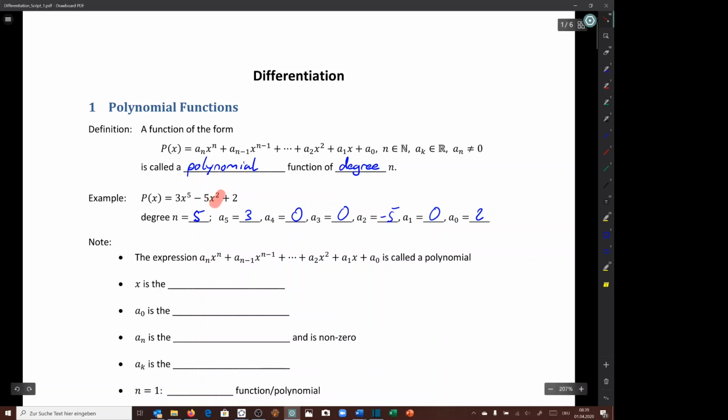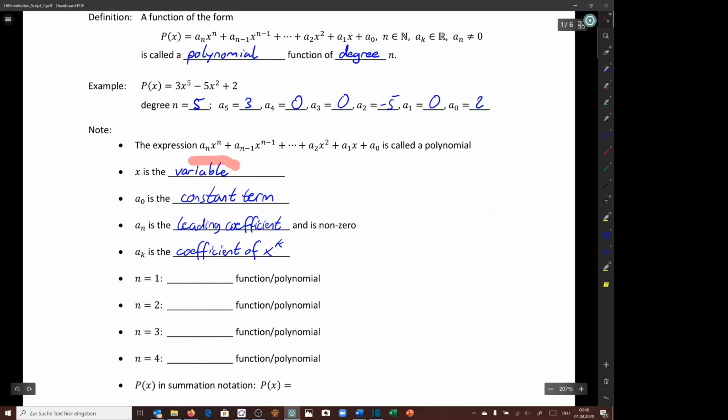For x squared, we have A2, it's minus 5. And here we have no x, so it's actually x to the 0. So this is A0, the constant term is 2. So this expression itself is called a polynomial.